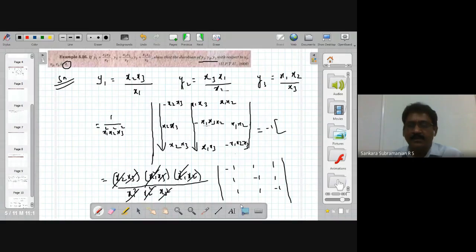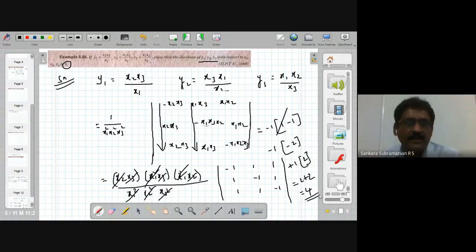The minor of the first element A11, leaving the first row and first column, we see four elements: minus 1, 1, and 1, minus 1. So the minor of that element is 1 minus 1, you get 0. And this is minus 1 into the second minor, which is minus 1 and minus 1, minus 2. Plus 1 into, you get 1 minus of minus 1, which is 2. So therefore, you get the value 2 plus 2 equal to 4 as the answer.